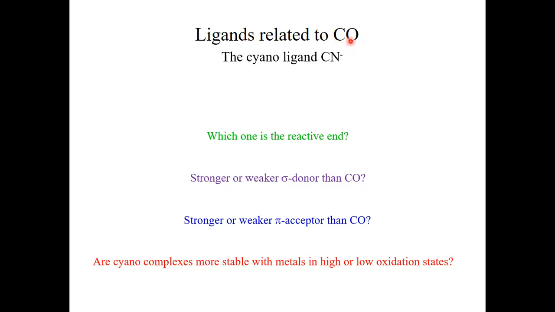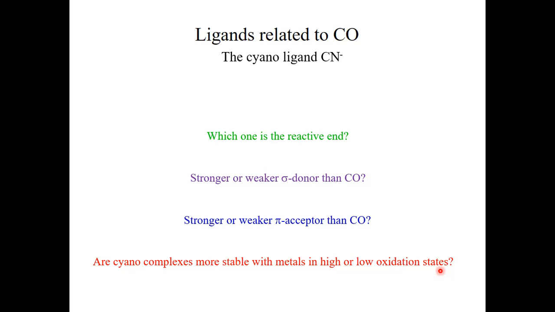Okay, we have seen that the CO ligand can actually stabilize metals in low oxidation states, and we can easily have carbonyls with negative oxidation states of the metal. So what do you think is the case for cyano complexes? Are they more stable with metals in high or low oxidation states? I guess in high oxidation states will be more stable.